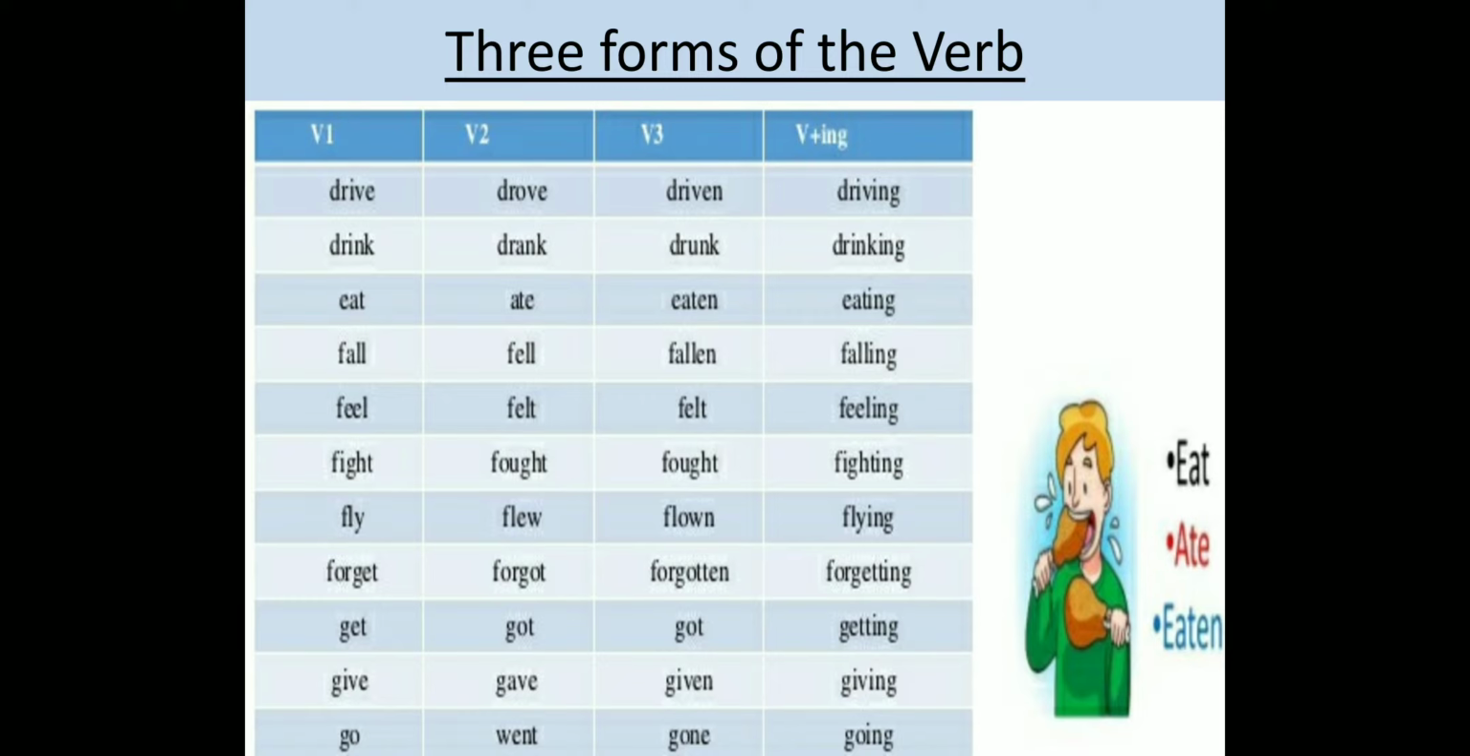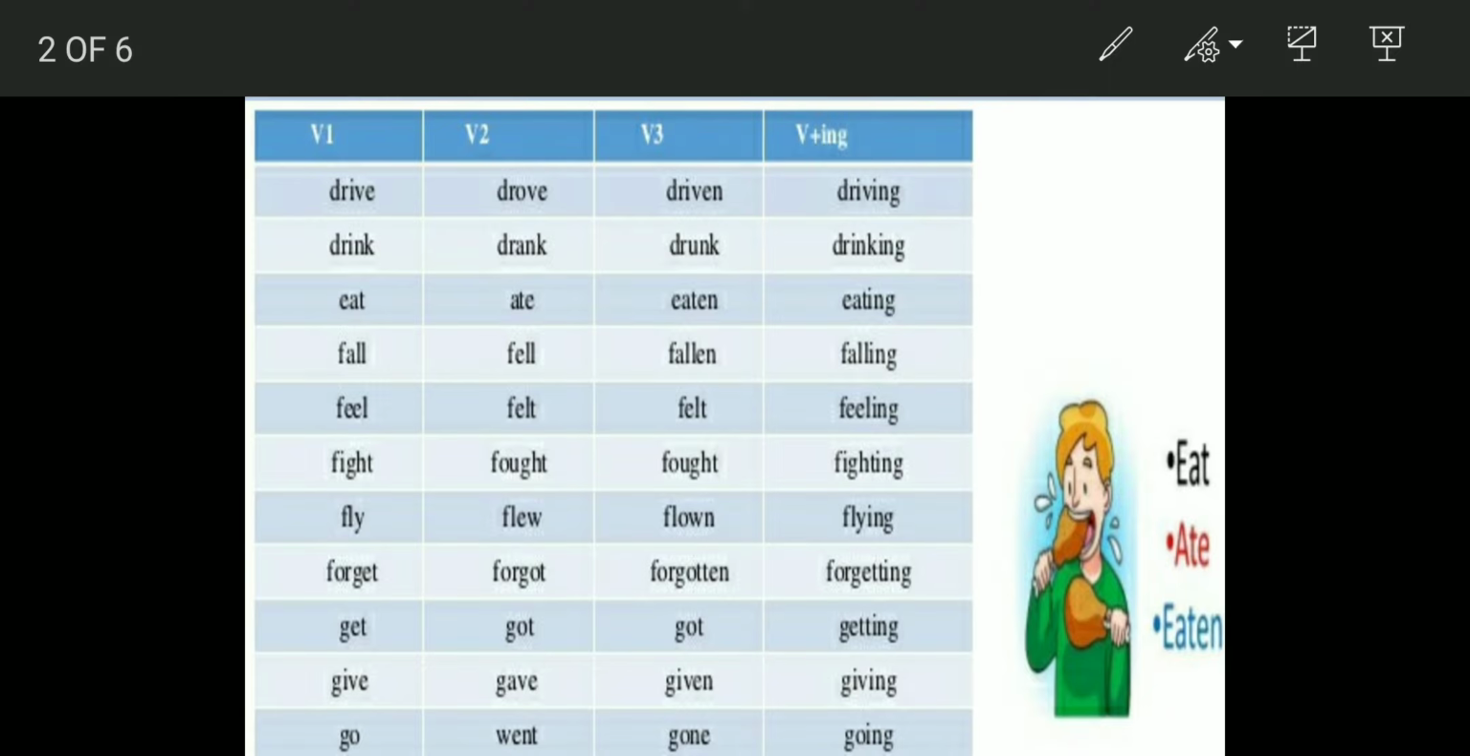The verb is any action that we do, like drive, drink, eat, fall, feel, smile, any activity that we are doing. And there are three forms. One is the given form, that is the present form, then the past, and the past participle. Like drive is the first form of the verb, then drove becomes the second form, driven is the third form. In drink, we see drink, drank, drunk, first form, second form, third form of the verb. Eat, ate, eaten, fall, fell, fallen.